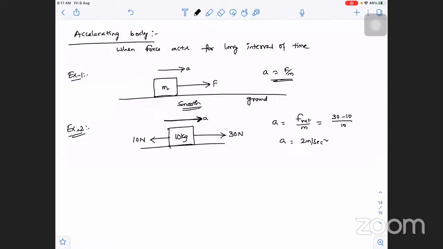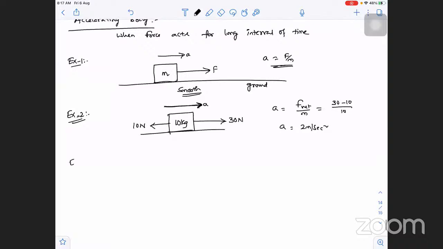Now you can send your answers to the chat account, okay? So I think all of you got this acceleration. See, I'm going with a very fundamental way. Okay. Now let us go to the next example.